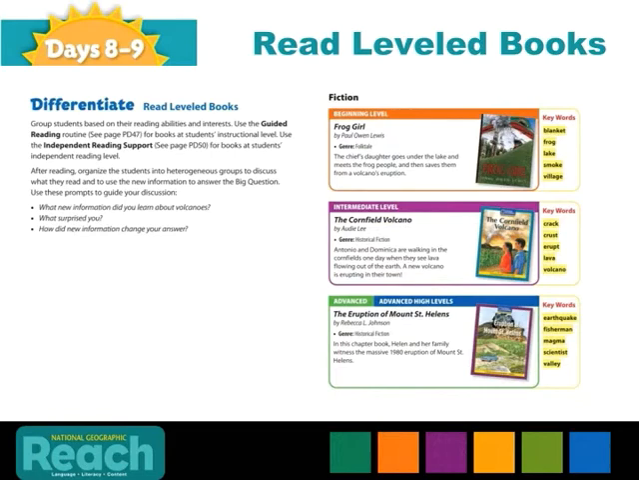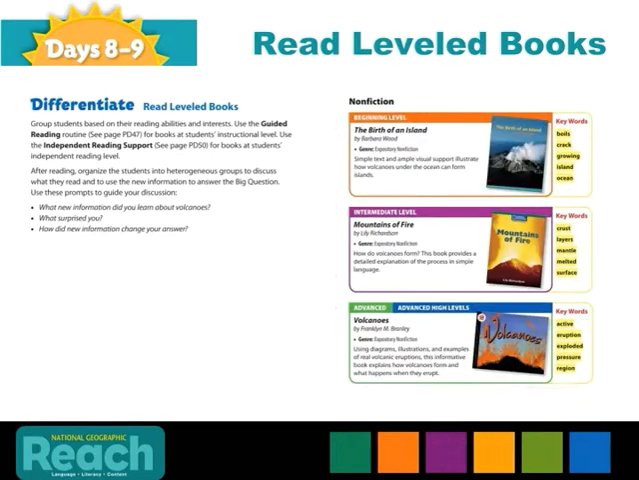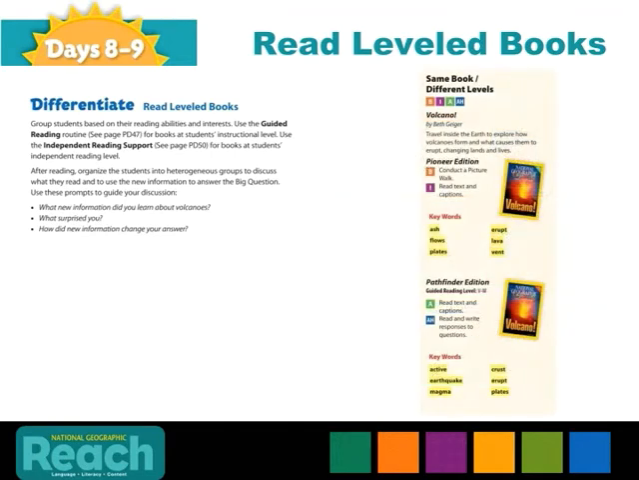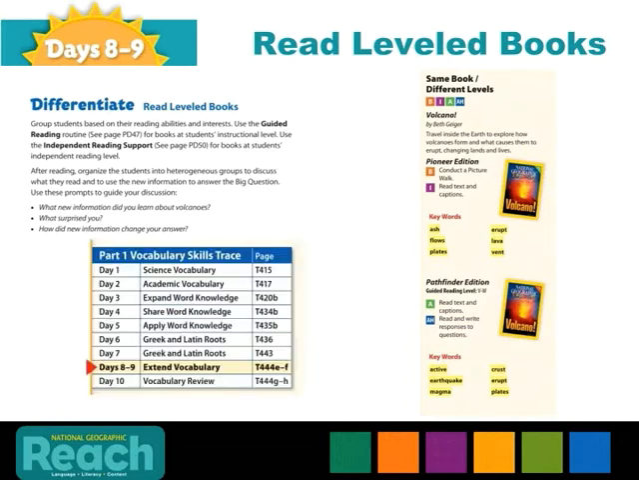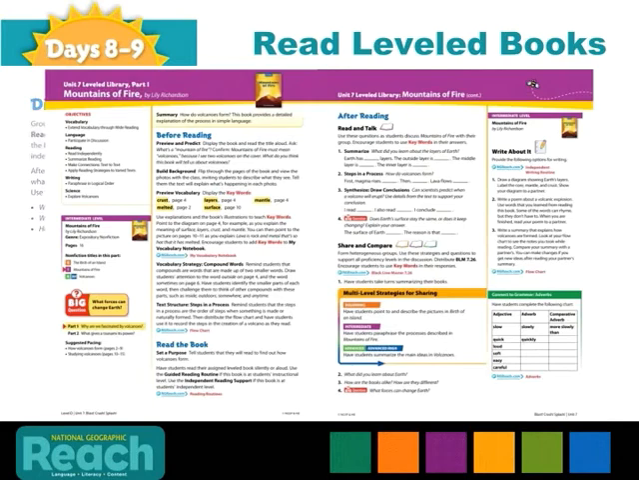Remember, there are 6 leveled books per part, 3 fiction and 3 nonfiction. You'll also have the National Geographic Explorer books where students will study the same content, but each book is written at different levels. These books contain exclusive National Geographic content and are paired to the reading selections in Reach. Both the leveled books and the Explorer books are flexible to fit into any instructional model. For all of the leveled readers, key vocabulary words have been selected, and this is where students extend their vocabulary as seen in the vocabulary skills trace.